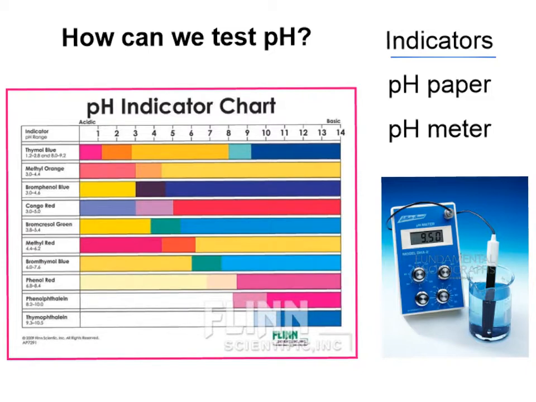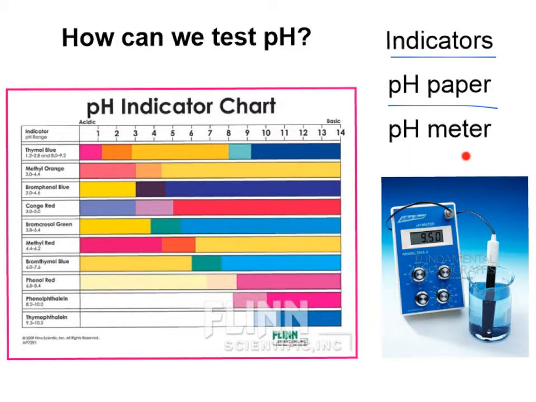pH paper is simply paper that has an indicator added to it, and you can dip that pH paper into a solution and it will turn the color that that indicator will turn for that particular pH. So if you are using, say, phenol red, and your pH paper is colored with phenol red, and you dip that into your really basic solution, your indicator paper will turn bright pink.